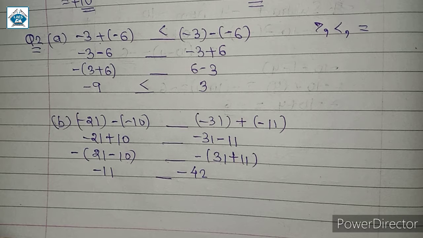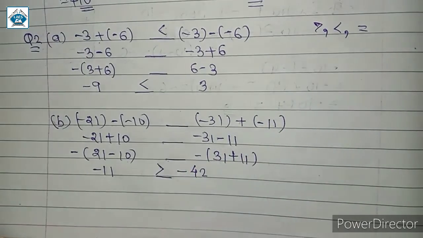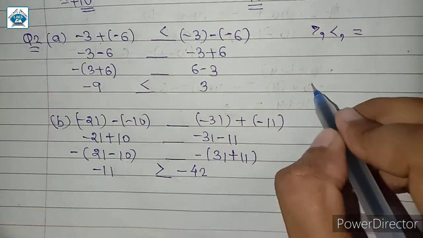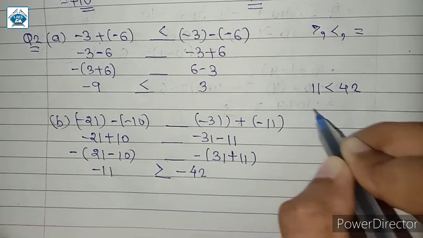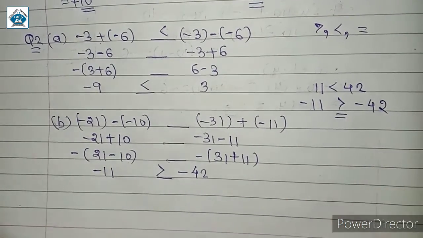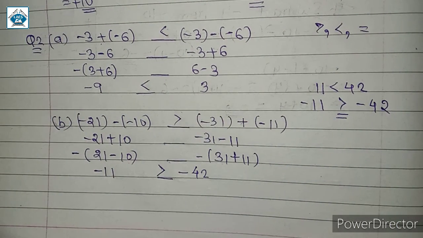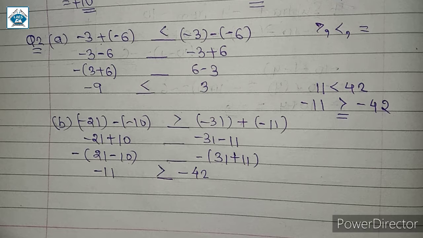Here minus 11 and minus 42 के बीच में हमें comparison करना है, and when we have the negative sign then we will have the smaller number as greater. वैसे तो 11 जो है that is less than 42, but when there is minus sign, that is when they are negative integers, then we have the reversed sign. So here minus 11 is greater than minus 42, then here minus 21 minus 10 is greater than minus 31 plus minus 11. In the same way you have to solve sub question C, D on your own.